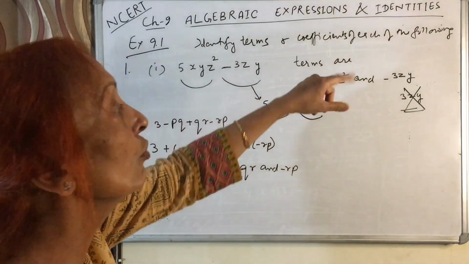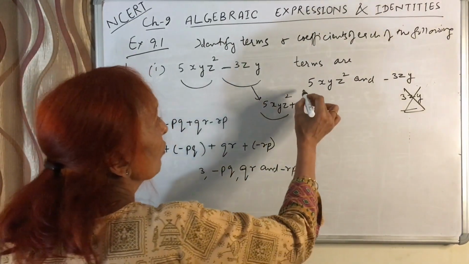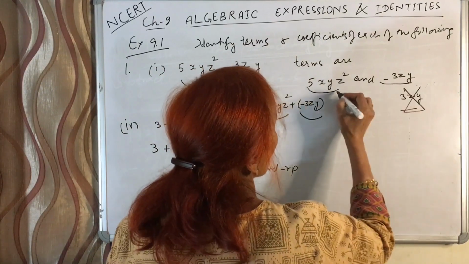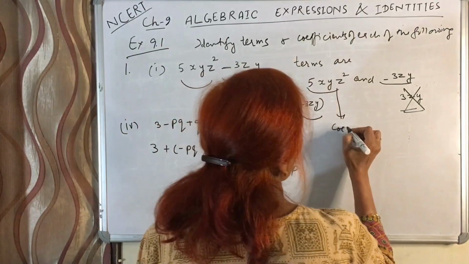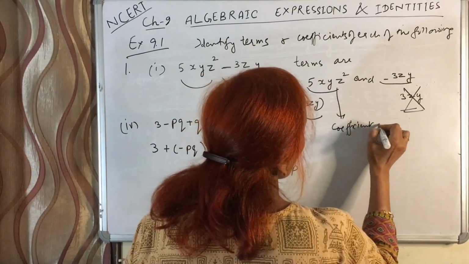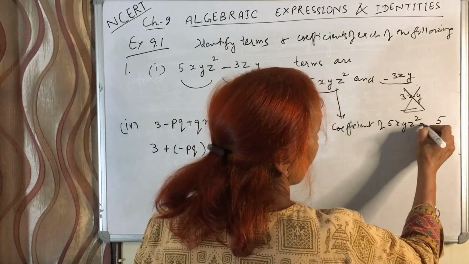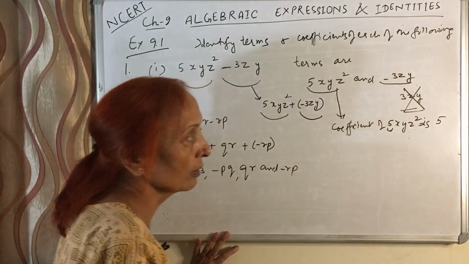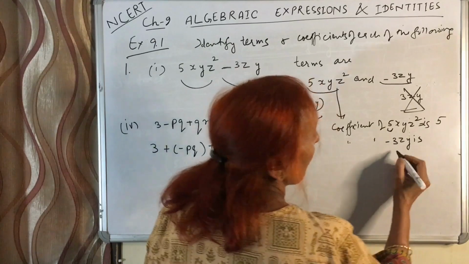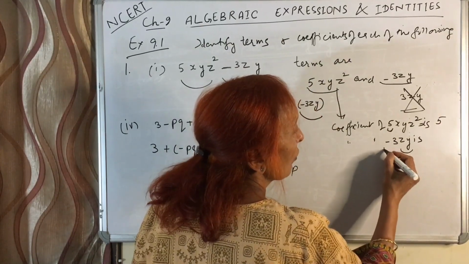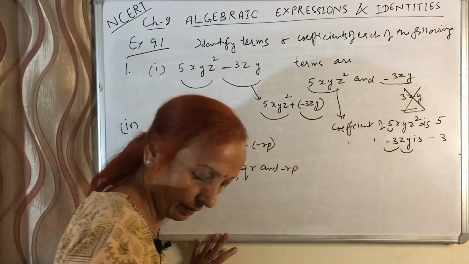Next we have to find coefficients also, coefficients of each of the terms. Now there are two terms, this and this. So, coefficient of this term is, coefficient means numerical coefficient. Coefficient of 5xyz square is 5. This is the numerical part, so this is the coefficient. Coefficient of minus 3zy is, variable part is this, numerical part is this. So, this is minus 3.